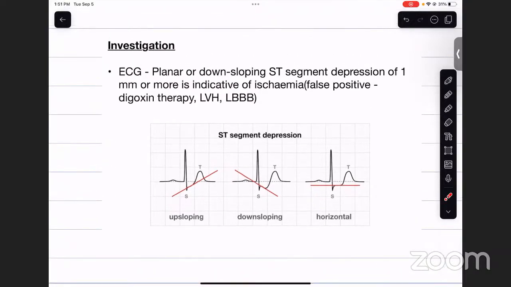The very first investigation to diagnose stable angina is ECG. In ECG, we can see planar or downsloping ST segment depressions of 1 millimeter or more. That is ischemia. But that's not always present in ECG in patients with ischemic heart disease. So ECG is not a specific one to diagnose stable angina.